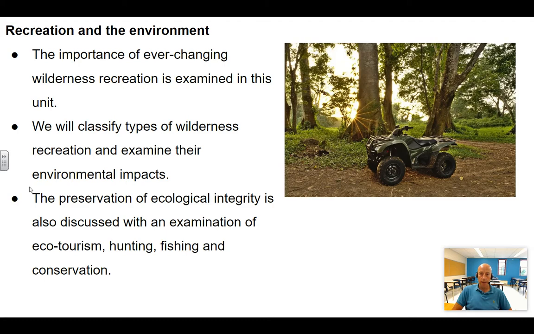Recreation in the environment often has a lot of student involvement due to our lifestyles here. So we'll spend quite a bit of time discussing some of our recreational events and how we can lower their impacts on the environment, regardless of how you enjoy the outside.